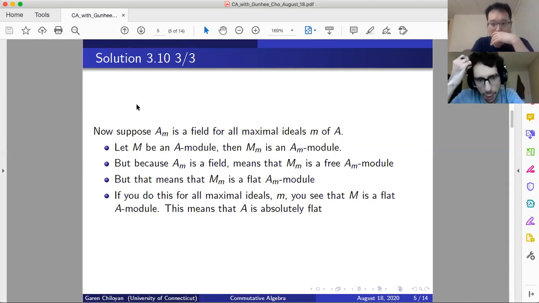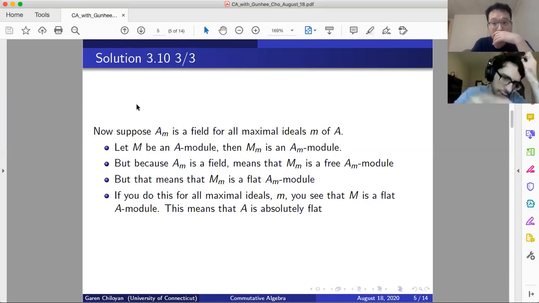So let M, capital M, be an A module. Then that means M localized at little m is an A sub little m module. A sub little m is a field, and so the only modules over a field are free modules. So M sub m is a free A sub m module. So free modules are all flat, so that means M sub m is a flat A sub m module. But I mean, the free module is much more powerful, but it doesn't matter.